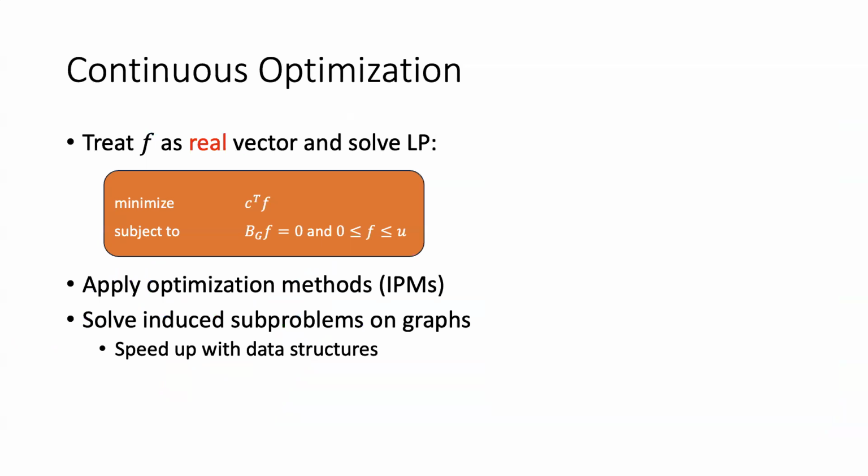After the Goldberg-Rao algorithm, people sort of got stuck with this combinatorial approach. So there came another line of algorithms based on continuous optimization. The overall idea is to apply optimization methods such as the IPM on the maximum flow or min cost flow linear program. By doing so, it reduces solving the linear program to solving a sequence of subproblems on the graph. And people came up with fast algorithms to solve these subproblems and even do it in sublinear time using dynamic graph data structures.